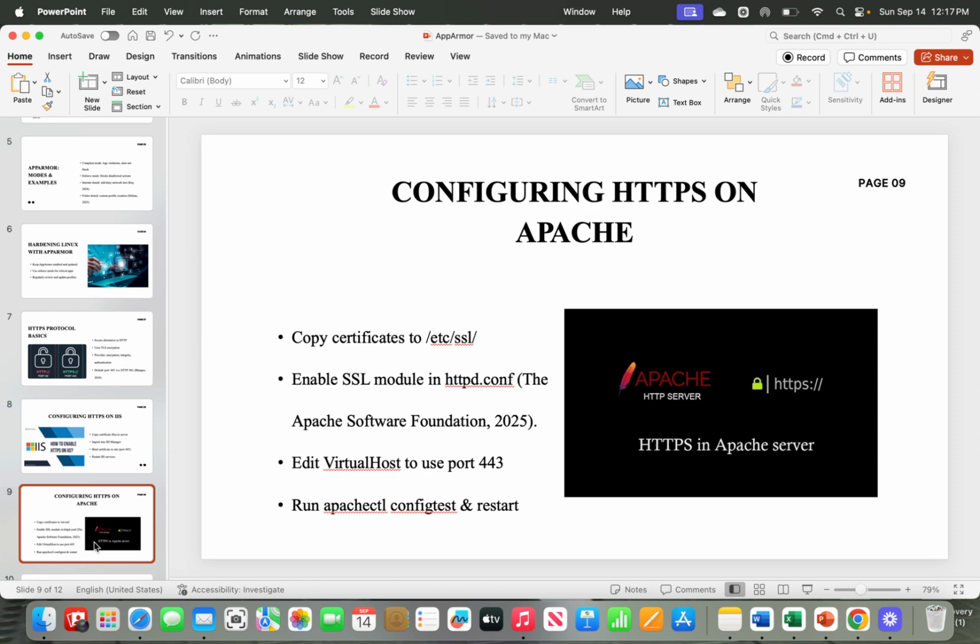Configuring HTTPS on Apache. On Linux systems, the setup of the HTTPS protocol is often done using the Apache web server. Administrators first copy certificate files into the directory. Next, the SSL module is enabled in Apache's configuration file by uncommenting specific directives. Then the virtual host configuration file is modified to use port 443 and specify the certificate and key files as the location of the certificate.